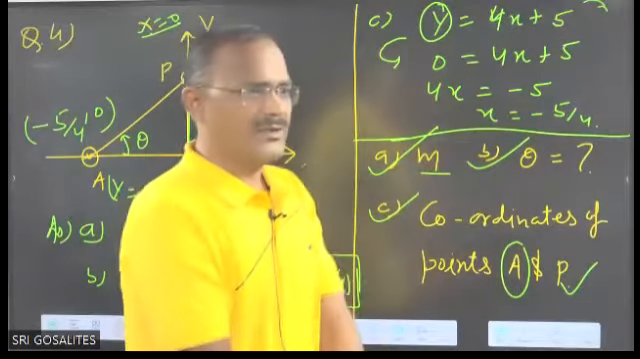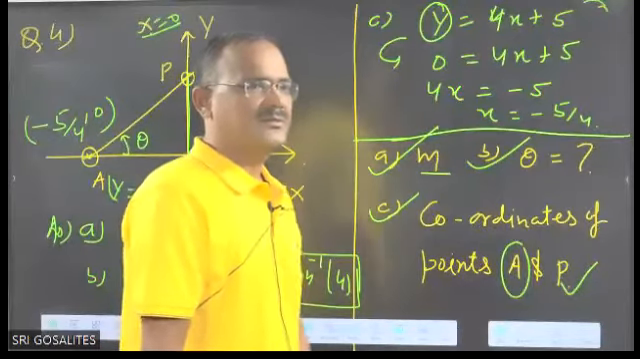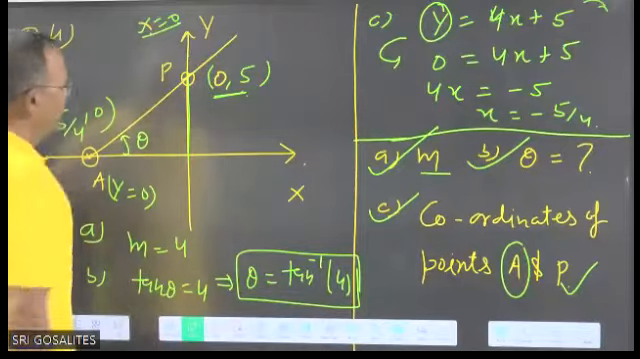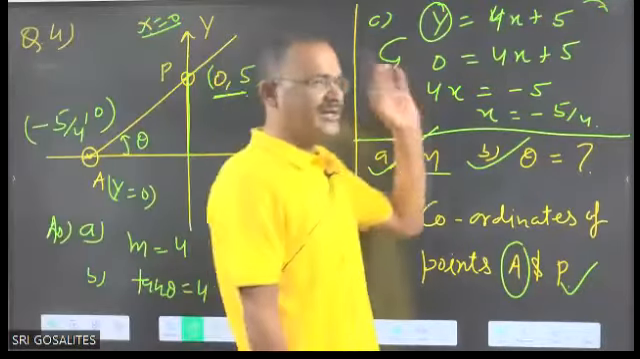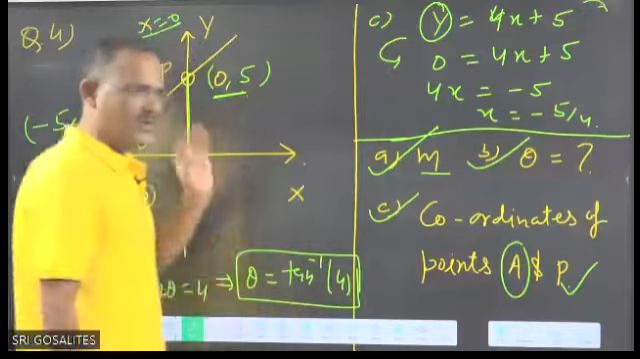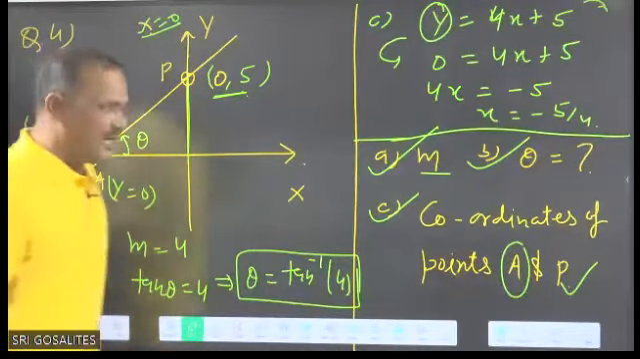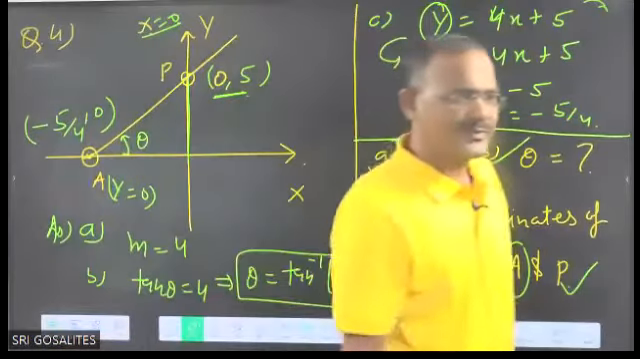Got it. Done. Nice, good. So I think this way you can calculate where the line will cut the axis, what is its slope, and what is the intersection. Right.